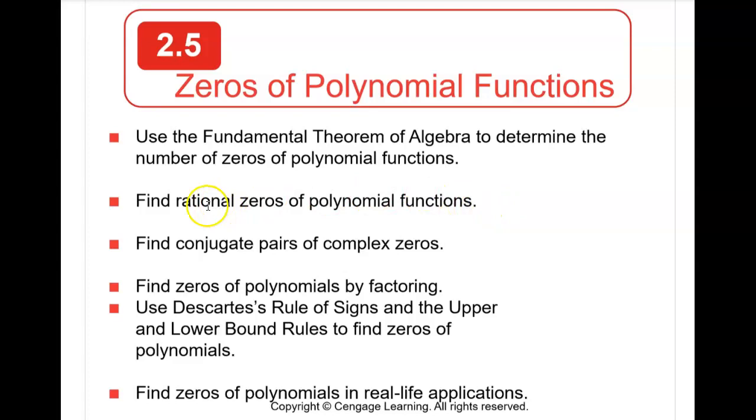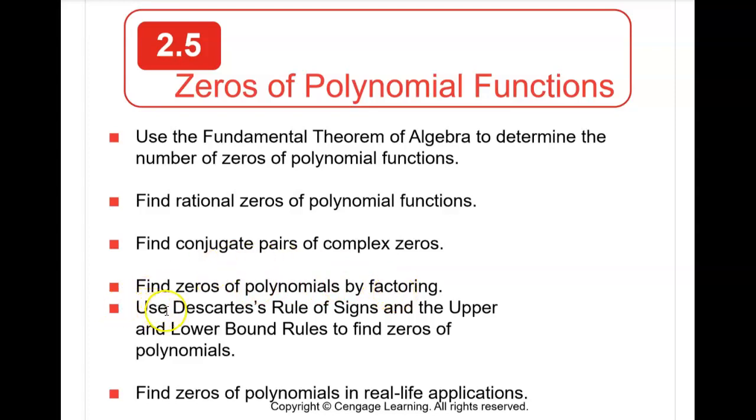I want to remind you that rational numbers are those numbers that could be written as the ratio of two integers. So they will look like either integers with a denominator of one or like a fraction, and they could be positive or negative. The next will be to find conjugate pairs of complex zeros. We did a little bit of this in section 2.4. Then find zeros of polynomials by factoring.